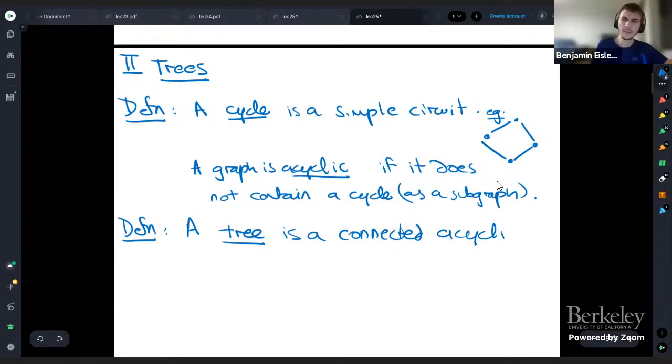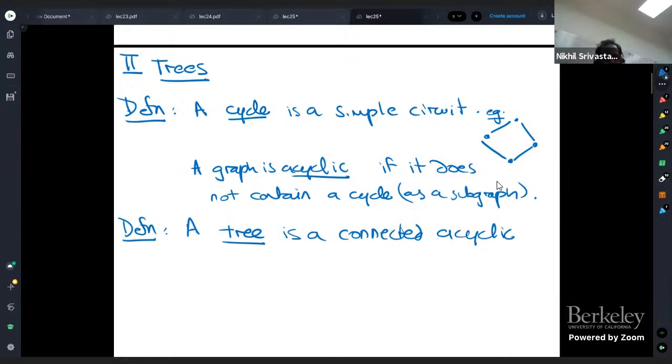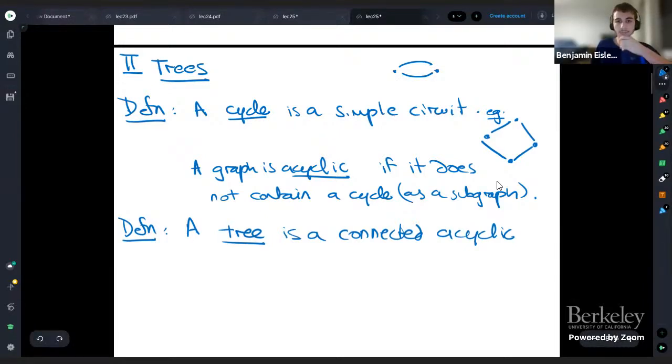Should a tree also be simple? Or can you have non-simple trees? Well, a tree has to be simple because if I have a double edge, that's actually a cycle, right? It's already a cycle. So we can assume the graph is simple. A tree is a connected acyclic graph. These are the two defining properties of trees. They're connected and they're acyclic.